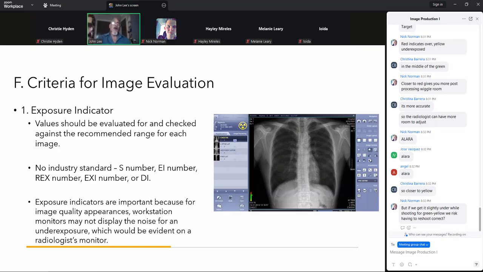So it wouldn't hurt to be closer to that green yellow border, and it would still be a perfectly diagnostic image for the radiologist. And that's my trouble with the exposure indicators. There's a wide range with an S value. If the range is 200 to 400, the difference in exposure between 200 and 400 is a factor of 2. So if I could get something done with half the exposure, that's what I'm going to do, right?